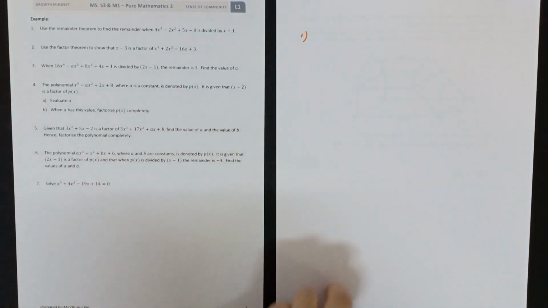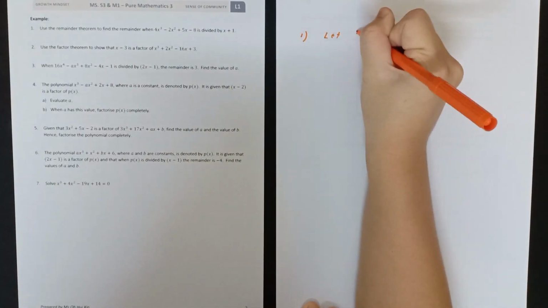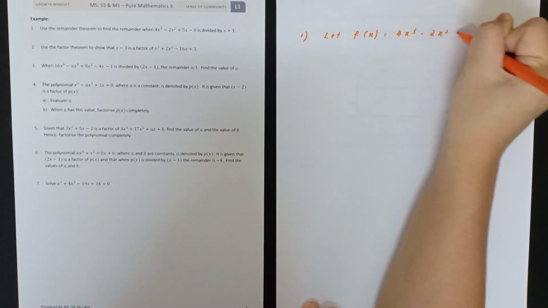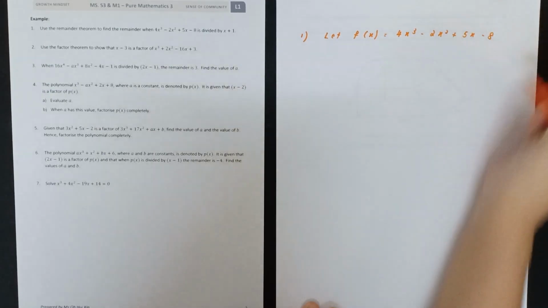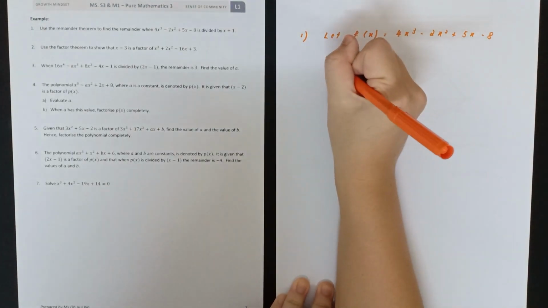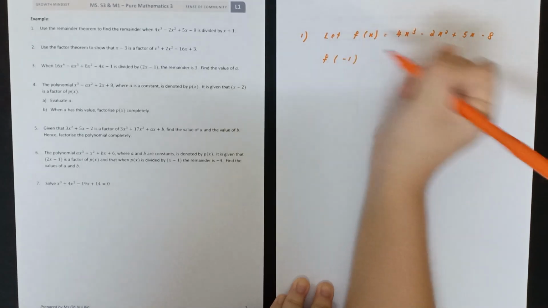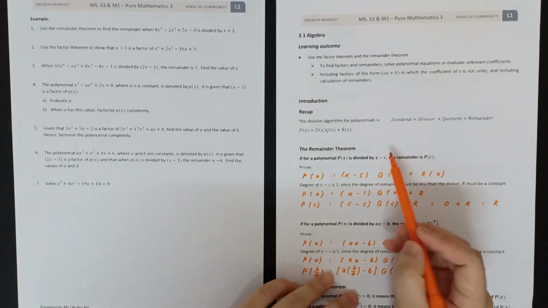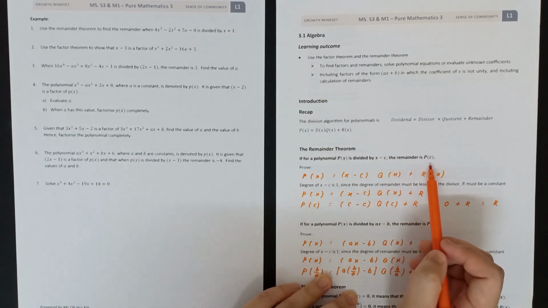What we try to do here is define our function first. So let f(x) equal 4x cubed minus 2x squared plus 5x minus 8. You remember from the remainder theorem, if the polynomial is divided by x plus 1, the remainder will equal the function substituted with negative 1. From the equation just now, if it is x minus c, then we substitute c. Now it's x plus c, so it becomes negative c.